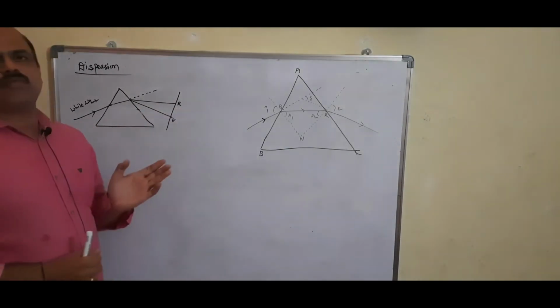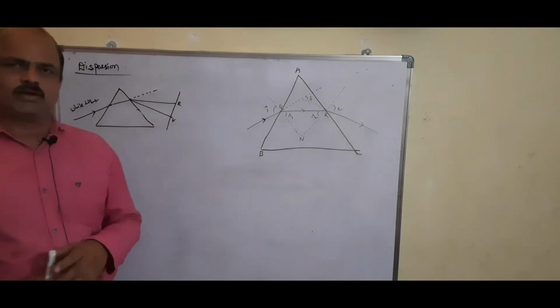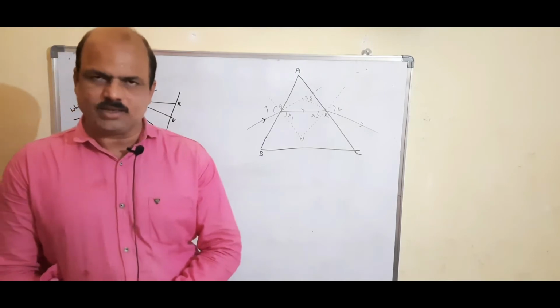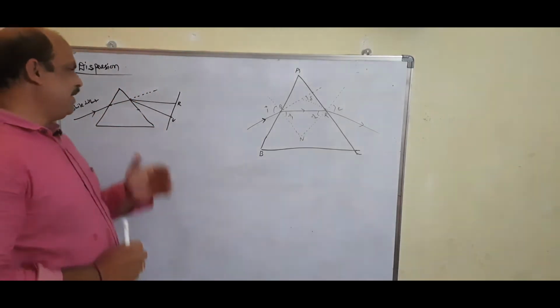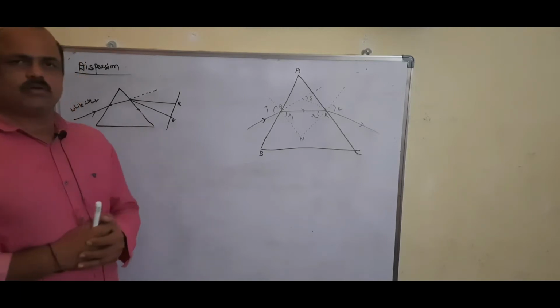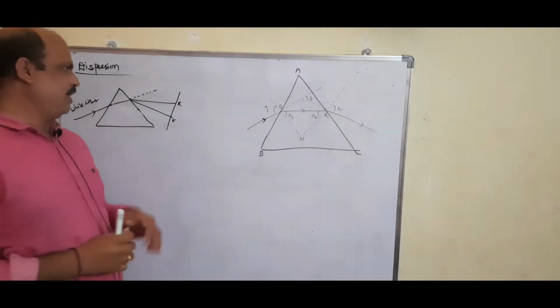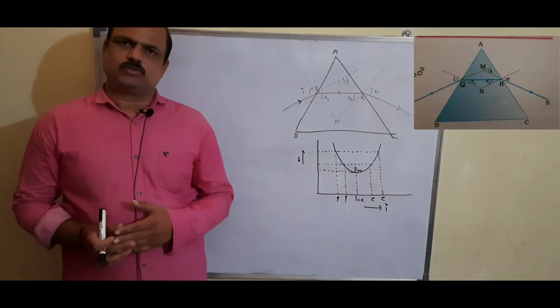The arrangement of these colors on the screen is called a spectrum. So a light ray which has more refractive index bends more. A light ray which has less refractive index bends less. Dispersion through the prism.